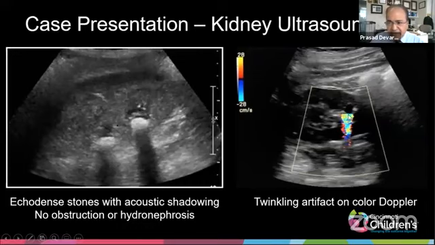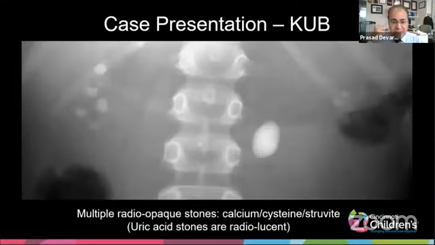So here's the kidney stone right here. And then what it shows is this twinkling artifact. It's an artifact. But when we see this artifact along with this artifact of acoustic shadowing, that really establishes the diagnosis of kidney stones. We also do a KUB to look at what kind of stones this possibly could be.